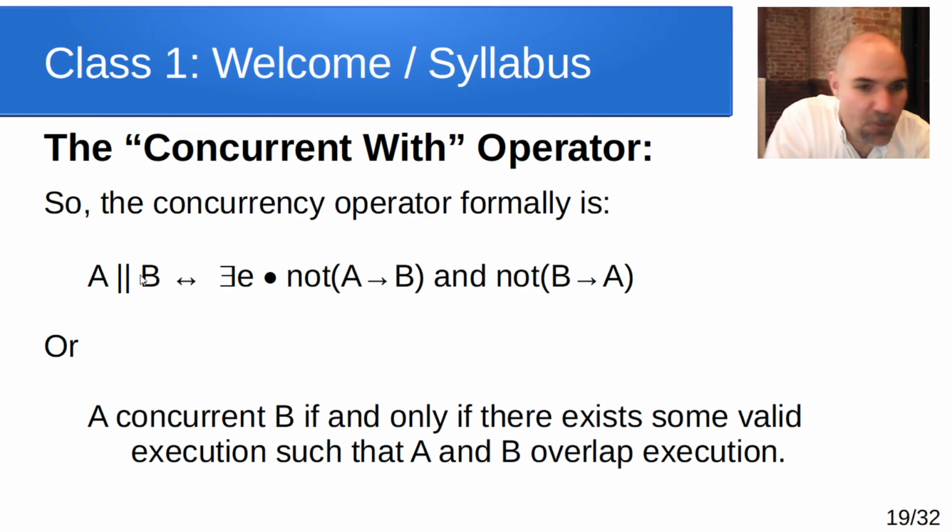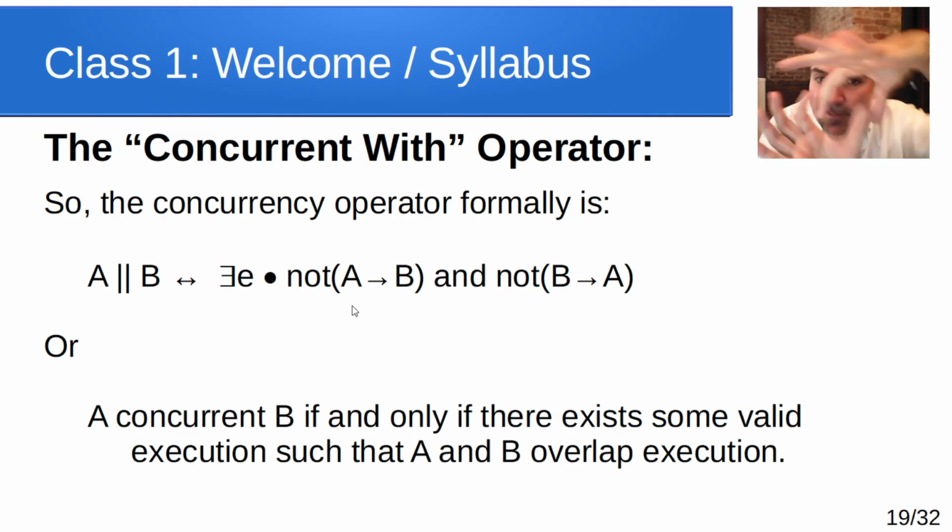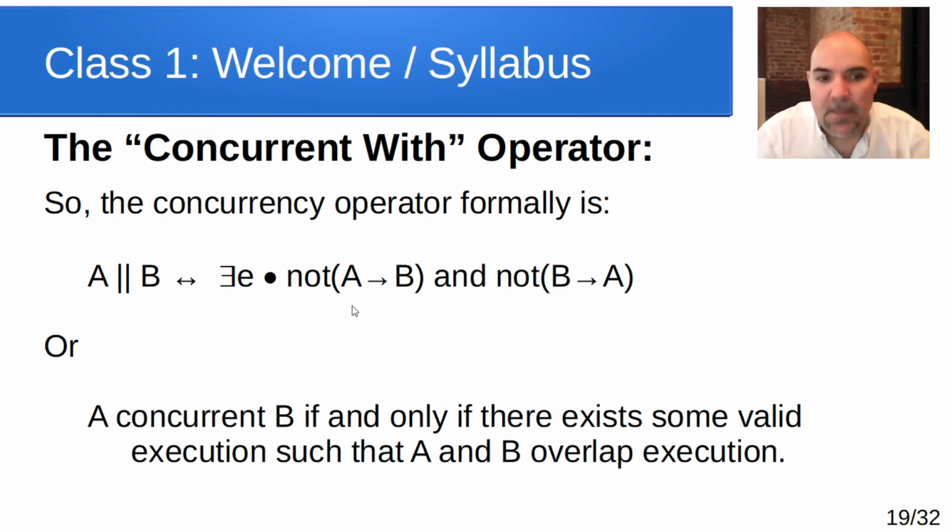So formally, the description of the concurrency operator looks like this. In other words, A is concurrent with B if and only if, and this backwards E means there exists, there exists some valid execution such that A does not completely come before B, or A does not precede B, and B does not precede A. So if A doesn't come before B, and B doesn't come before A, there's only one possibility, and that's that they overlap somehow. So that's what we mean when we say two things are concurrent: they are allowed to overlap, but not obliged to.